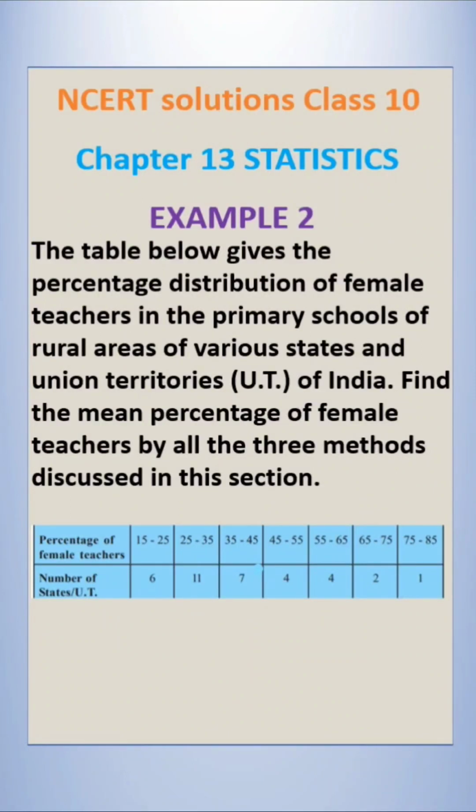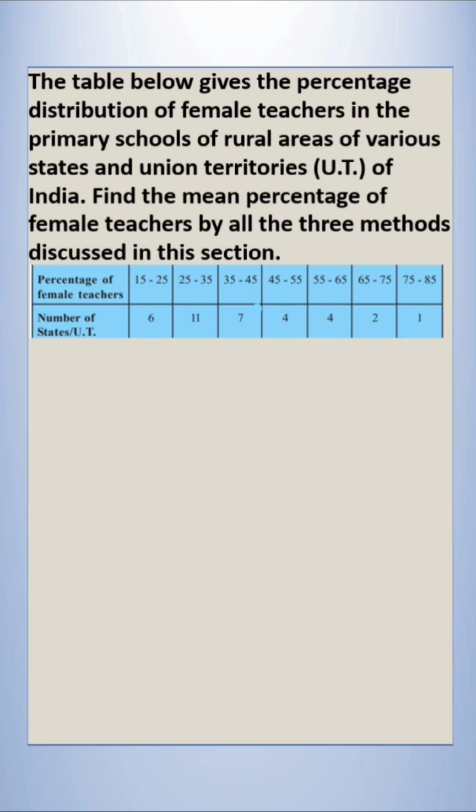In this video, let us solve a second example of the chapter statistics, that is chapter 13. The question is, the table below gives the percentage distribution of female teachers in primary schools of rural areas of various states and union territories of India. Find the mean percentage of female teachers by all three methods discussed in the section. This is the question. Now let us solve it.